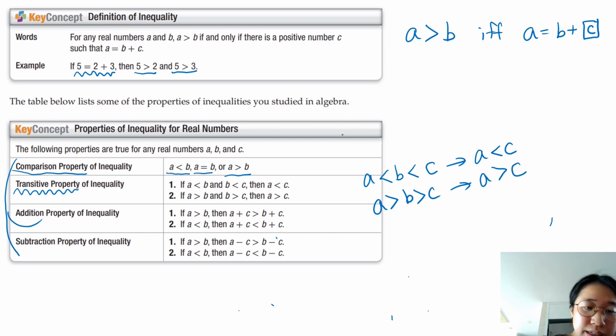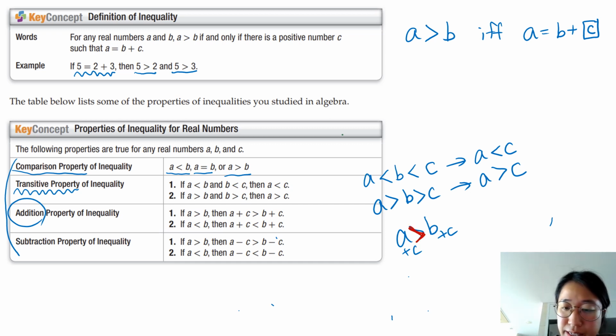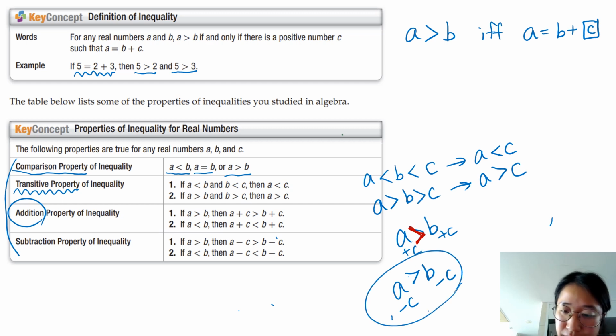Addition property. If I have A is greater than B, I can add C on both sides, and the inequality stays the same. Subtraction also works. A is greater than B. If I subtract C, still the inequality doesn't change its direction, it stays the same.